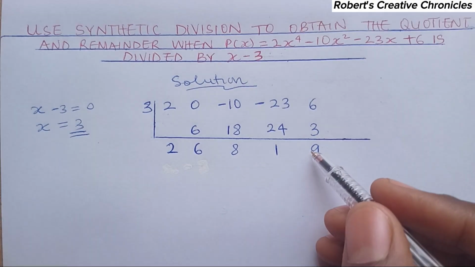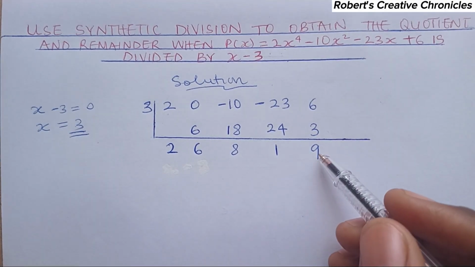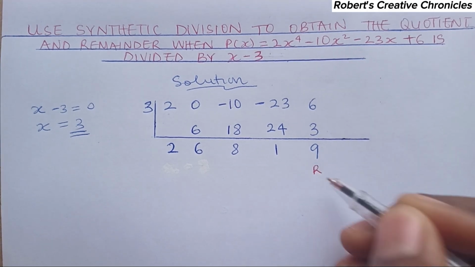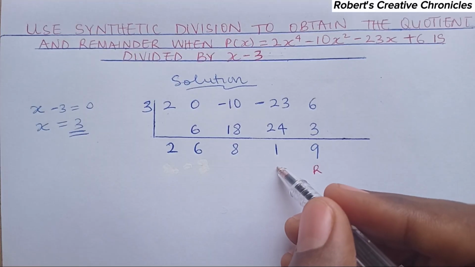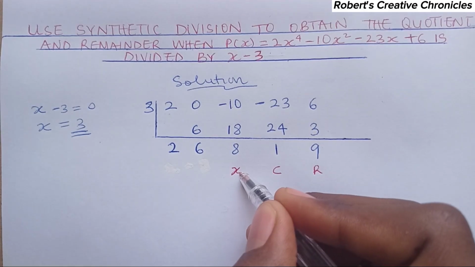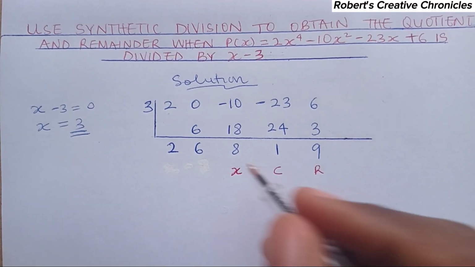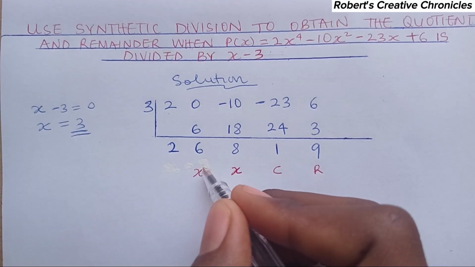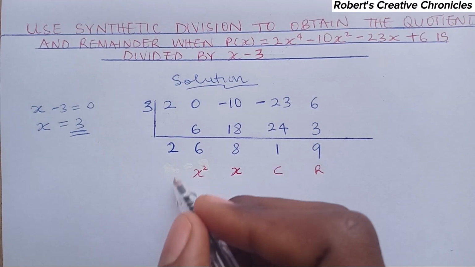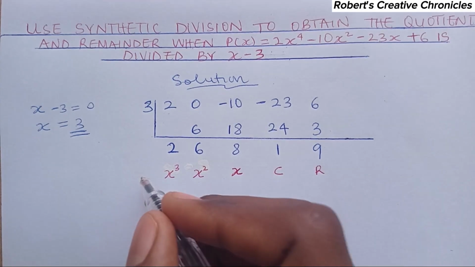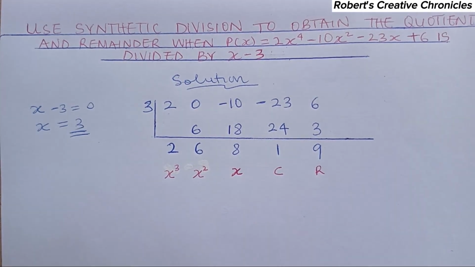Now, the last term here will be the remainder. The next one will be the constant. This one will be attached to x raised to the power of 1. This one will be attached to x raised to the power of 2. This one will be attached to x raised to the power of 3. If there were another one, it would be attached to x raised to the power of 4.